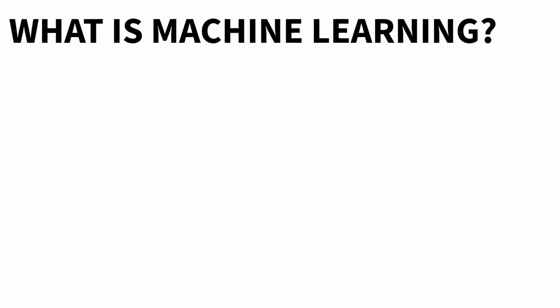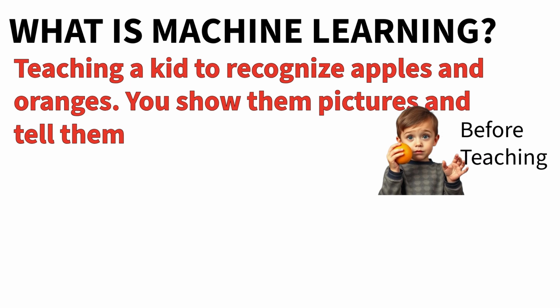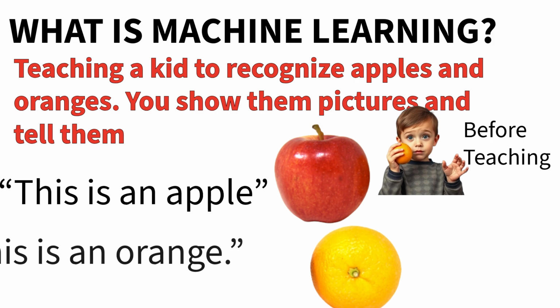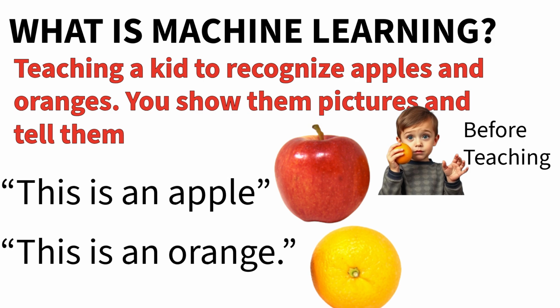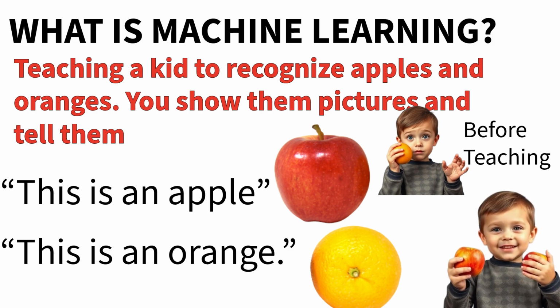Imagine you are teaching a kid to recognize apples or oranges. You show them pictures and tell them this is an apple, this is an orange. After seeing hundreds of examples, the kid starts identifying them correctly, even new ones they haven't seen before. That's exactly what machine learning does. You feed the machine data and it learns patterns from that data to make predictions or decisions.